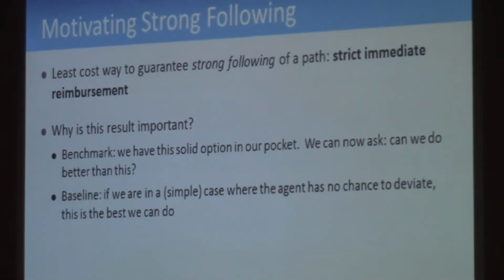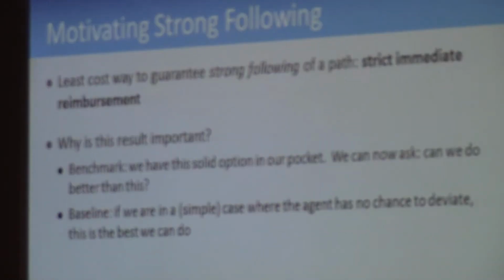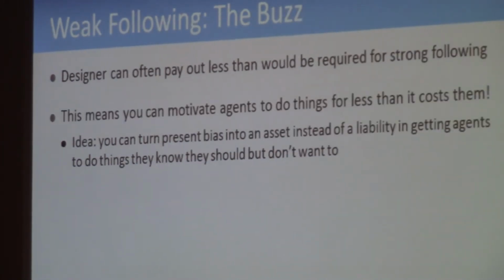Okay, finally, of course, it's a baseline. If it's a very simple graph, and there's only one path to the goal or something, well, then the agent has no choice. I guess you have to pay it out, right? So it's important for those two reasons. But let's get on to the interesting things.